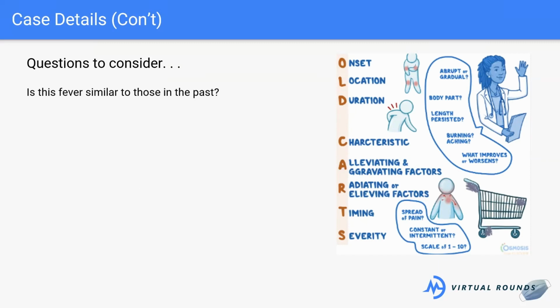So let's see. I think it's important to ask if the fever is similar to those that she's had in the past, if she's had fevers in the past. Importantly, if she's been around any sick people, right? Because if she has a sibling and your sibling has had the flu or something, then chances are if you feel crappy, you might have the flu as well. So that's important to know.